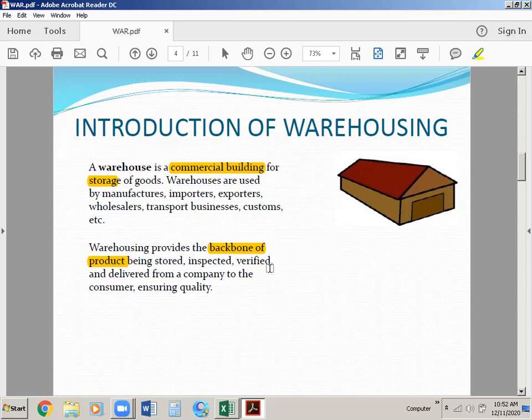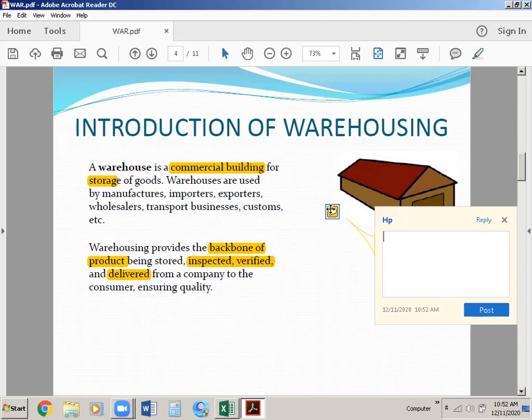Then what is the role of the warehouses? The products should be first inspected, verified, and delivered. These are the three important functions of warehousing. You can memorize it by the letters I, V, and D. First of all, your product should be inspected. Secondly, your product should be verified. And third, your product should be delivered. So that should be the main function of your warehousing.